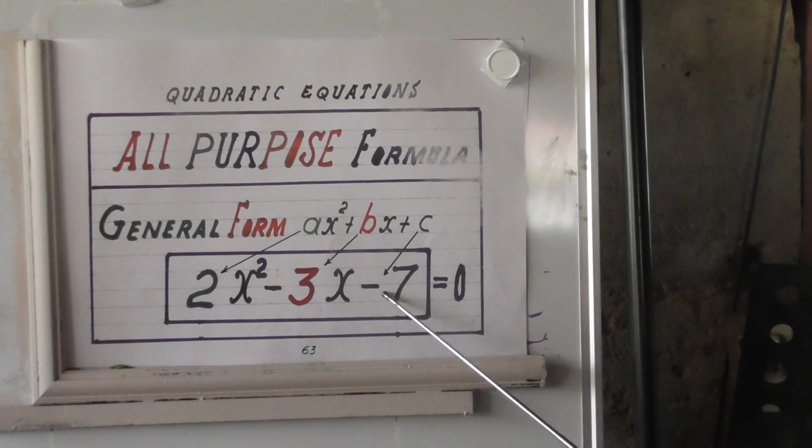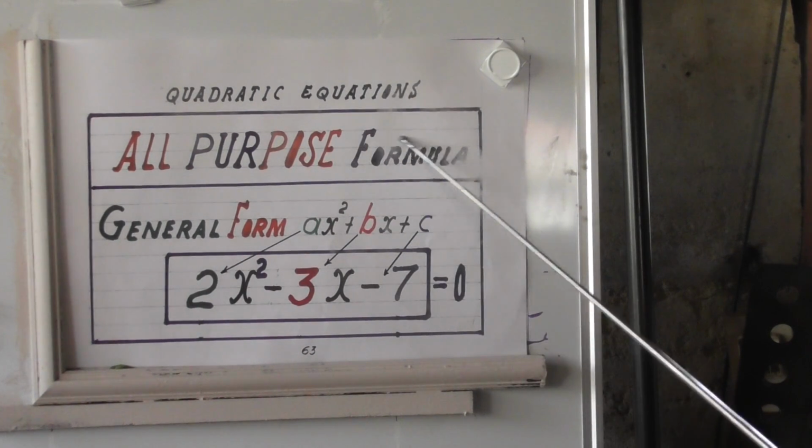And yet this is possible, but not by trial and error, because this number in front will get you into trouble. So this is not trial and error. Trial and error is only the one we did before. As soon as you see 2, 3, 4 in front, then we have to do the all-purpose formula.